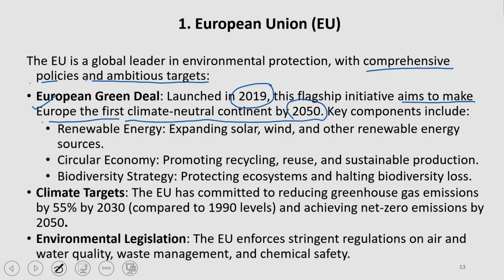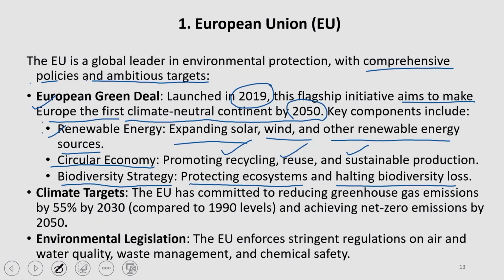And here it basically includes some of the major components like renewable energy, that is, to shift from traditional energy consumption to renewable energy by expanding solar, wind, and other renewable energy sources. Then we can also see moving from a traditional economy to a circular economy, based on three major components: recycling, reuse, and sustainable production. And lastly, the biodiversity strategy, which is a very important component of the European Green Deal because it focuses on protecting the ecosystems and halting biodiversity loss.